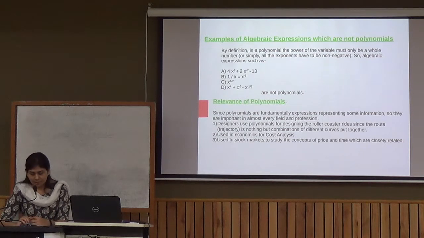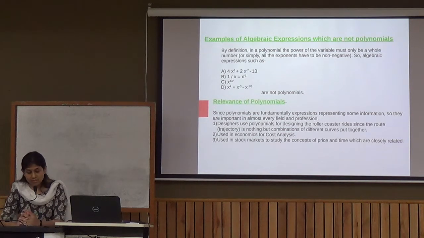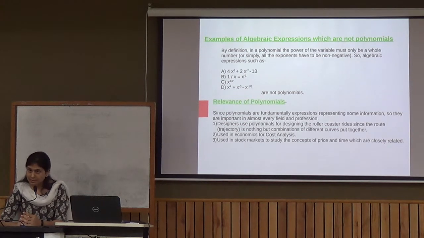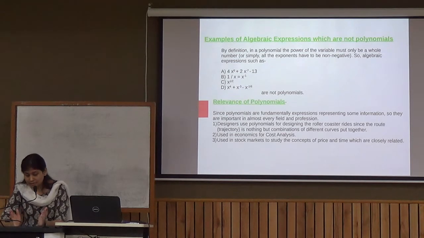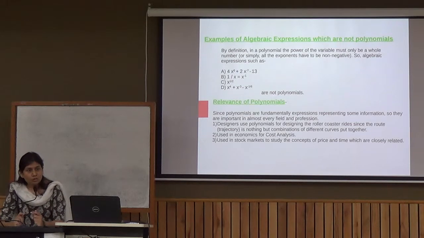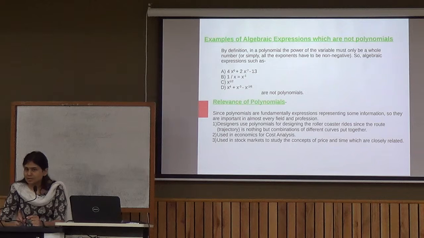numbers. For instance, in example A, we have 4x power 6 plus 2x power minus 7 minus 13. Clearly, minus 7 is not a whole number but an integer. Similarly, the other three examples follow. So these are the examples that these expressions are not polynomials. So we get to a certain important result. That is, all polynomials are algebraic expressions, but all algebraic expressions are not polynomials.